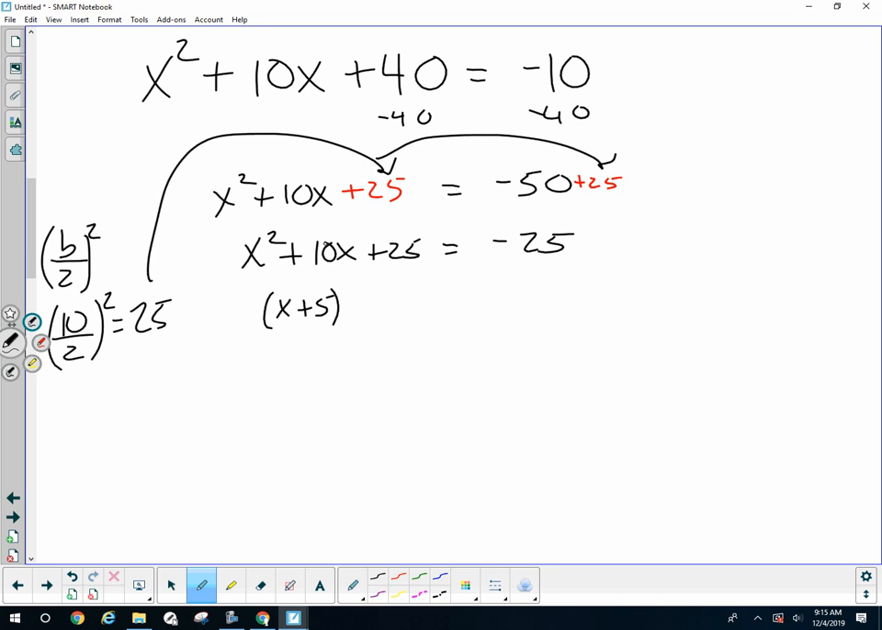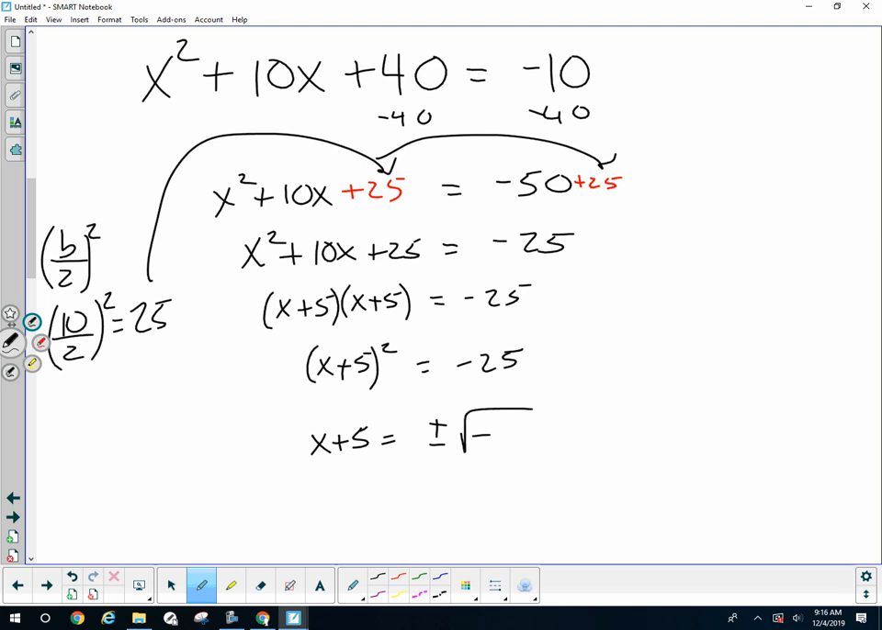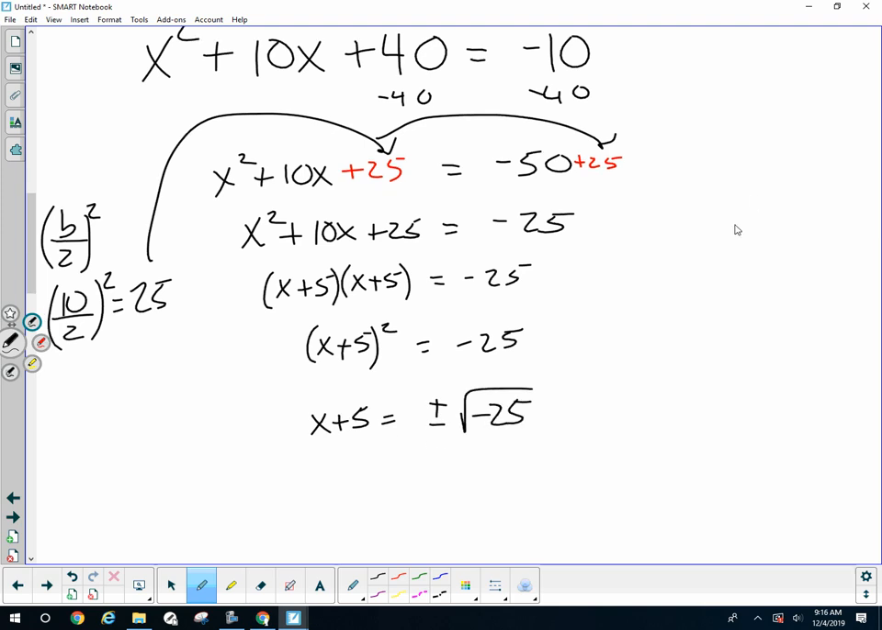The two numbers that add to get 10 and multiply to get 25 are 5 and 5. This can be written as x plus 5 squared. Notice, we are not using 10. It's not x plus 10 squared. It's not x plus 25 squared. It's x plus 5 squared equals -25. We could square root both sides. I get x plus 5 equals plus or minus root -25.